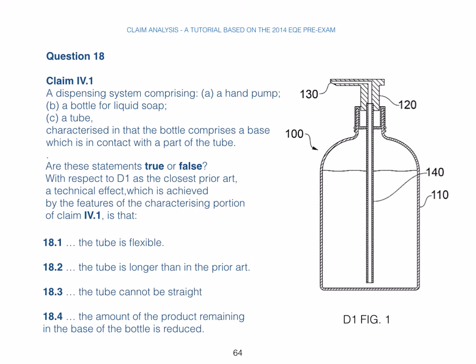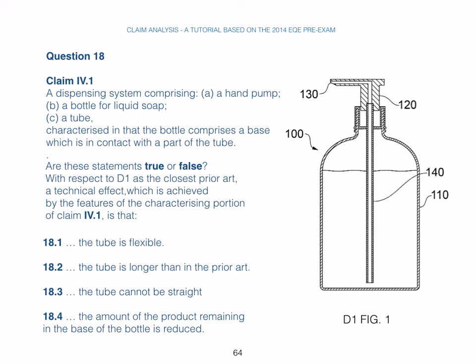With respect to D1 as the closest prior art, a technical effect which is achieved by the features of the characterizing portion of Claim 4.1 is that, and now we have four possibilities. 18.1, the tube is flexible. 18.2, the tube is longer than in the prior art. 18.3, the tube cannot be straight. And 18.4, the amount of the product remaining in the base of the bottle is reduced. And on the right-hand part of the slide, we've shown D1, which is the closest prior art.